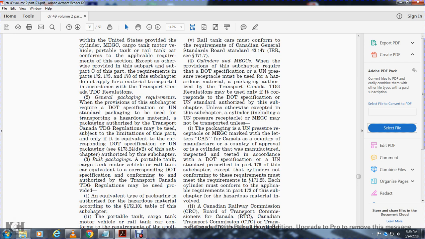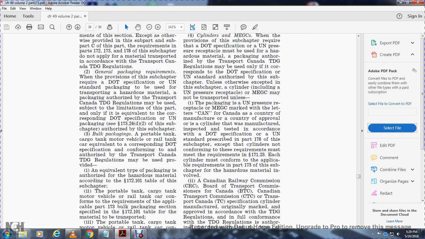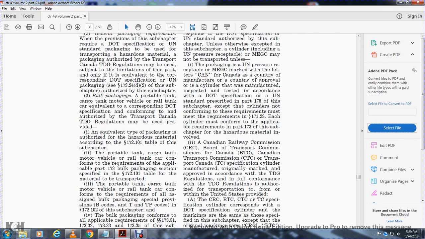In the 172.101 table of the subchapter, the portable tank, cargo tank motor vehicle, and rail tank car must conform to the requirements of the applicable part 173 bulk packaging section specified in 172.102.1 in the table for the material transported. Portable tanks, cargo tank motor vehicles, and rail tank cars must conform to the requirements for all of the bulk packaging special provisions assigned, B codes and T and TP codes, in 172.101.